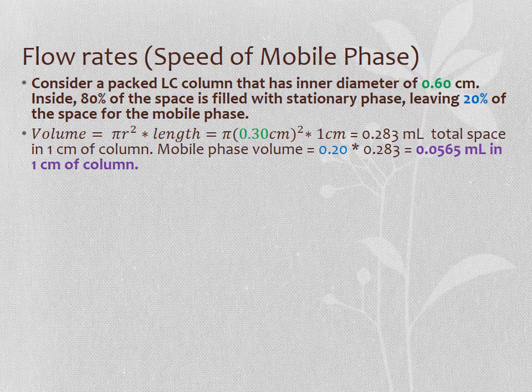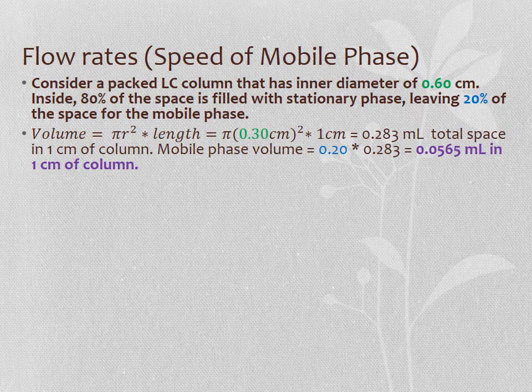Now, I've mentioned flow rate a few times. Let's just suppose you have to calculate your flow rate. And so here's an example. We have a packed column. It's for HPLC. The inner diameter is 0.6 centimeters, so these are color-coded. And inside, 80% of that space is filled with stationary phase, and 20% of the space is mobile phase.